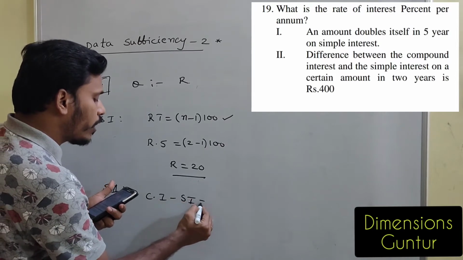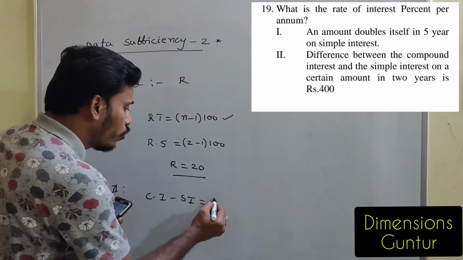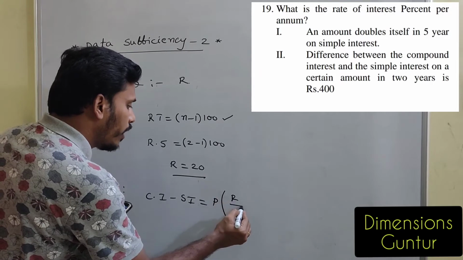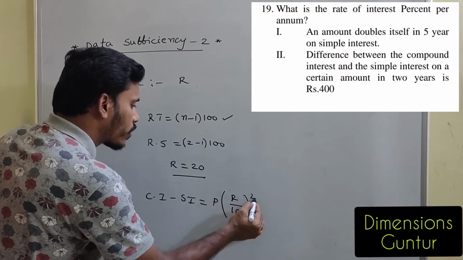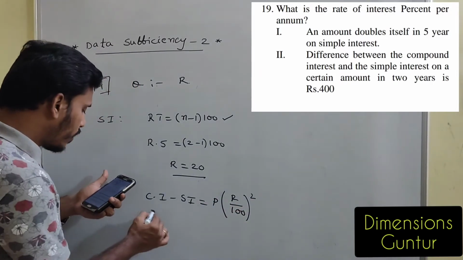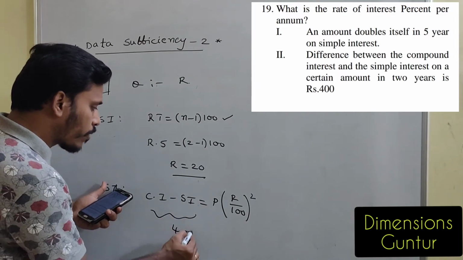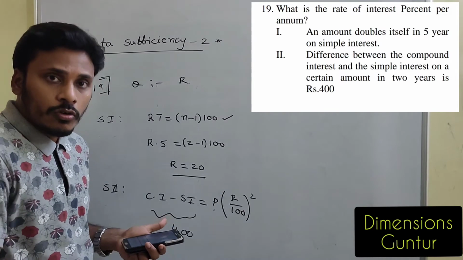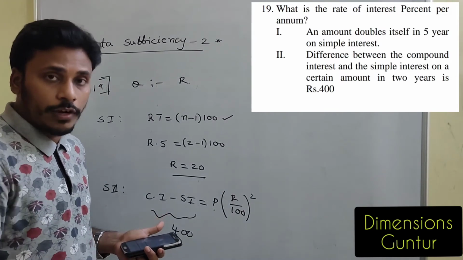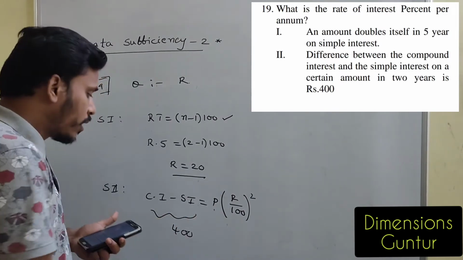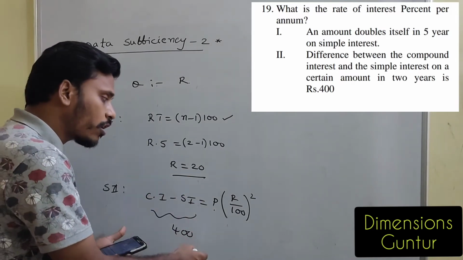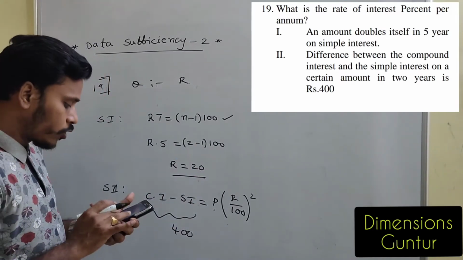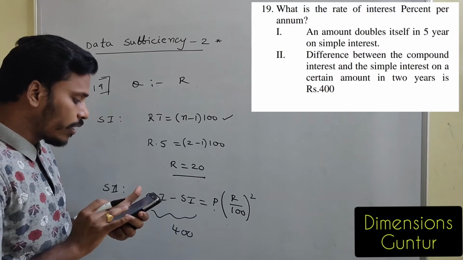See, the difference between compound interest and simple interest for 2 years is given by P times (R by 100) whole square. And in this statement, this difference is given as 400. Principal is not mentioned, so automatically rate of interest is also not known; we can't find the rate of interest because principal is not known. Here the difference is given but principal is not given, rate of interest is also not given, so leave that statement 2.